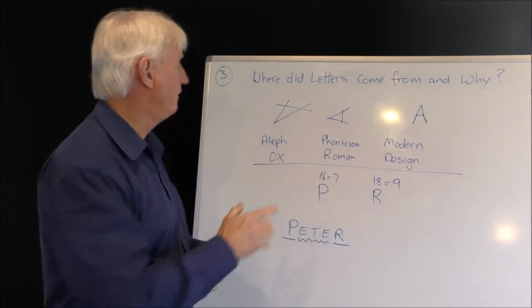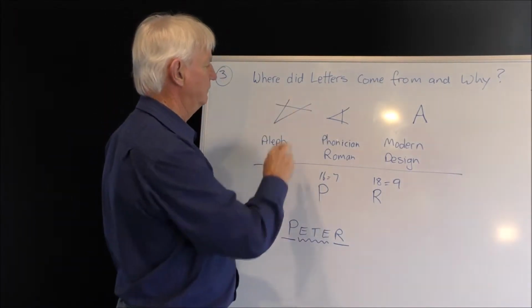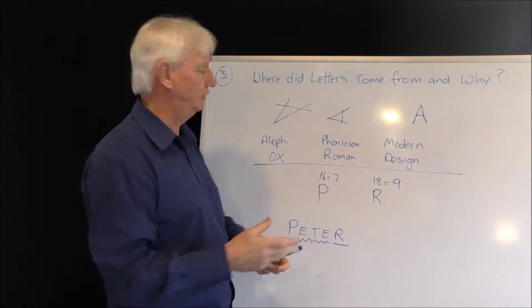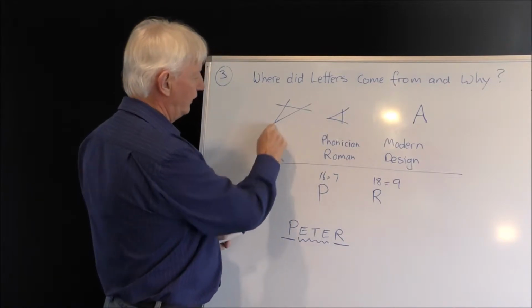So it was a very fast changing symbol. It meant the ox represented a quick change in the environment or the conditions. So Aleph, or ox, that was its symbol.